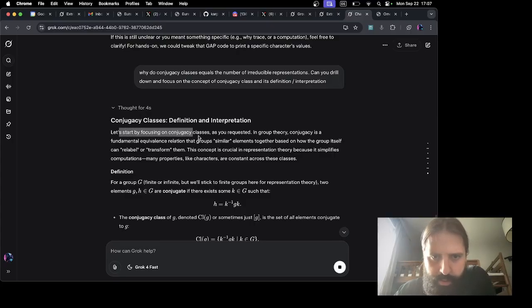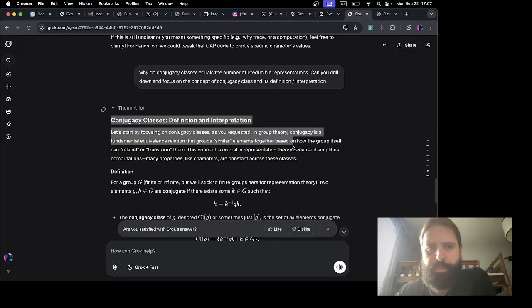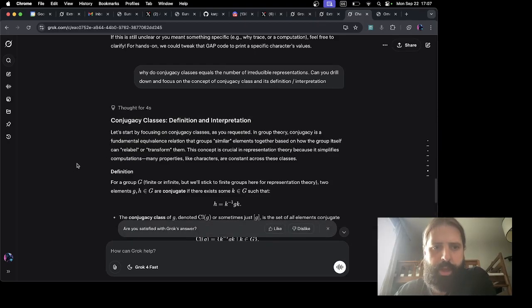So in theory, conjugacy is a fundamental equivalence relation that groups similar elements together based on how the group itself can relabel or transform them. This concept is crucial in representation theory because it simplifies computations. Many properties, like characters, are constant across these classes. For a group G, two elements g and h are conjugate if there exists some k.